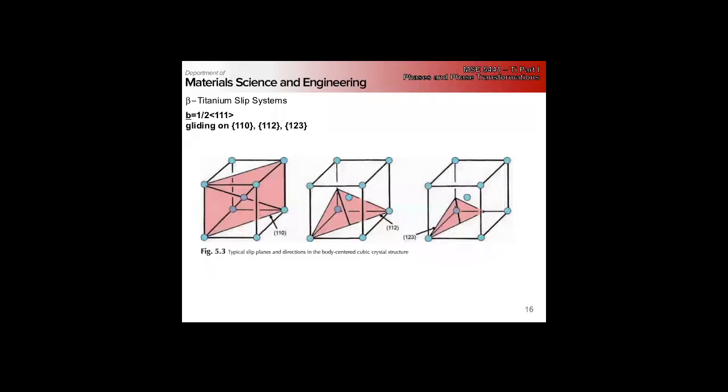Okay, BCC slip or deformation, right? These are the same as what we talked about for steel. I just threw them in there for a refresher, right? With the 111 direction on the 110 plane being the primary slip mode.